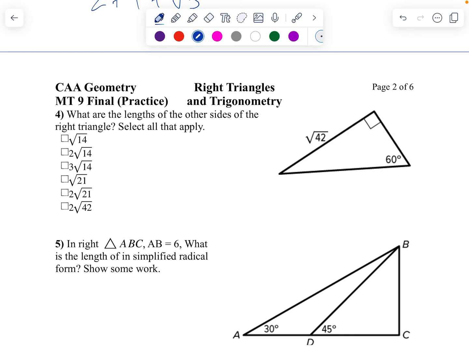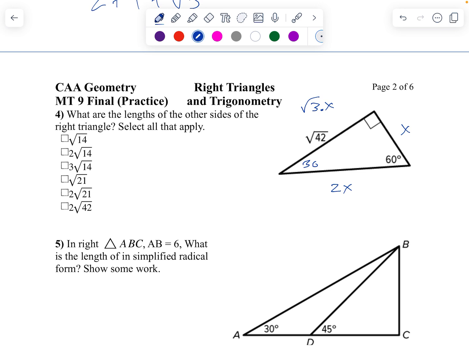On question number 9, I want my answer as an exact answer. And notice it's a 30, 60, 90 triangle. So I know in a 30, 60, 90 triangle, my ratio goes x to the square root of 3 times x to 2x. Let's solve for x first. And I want to find the length of all the other sides.